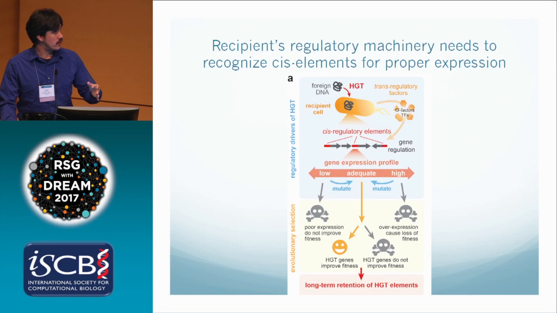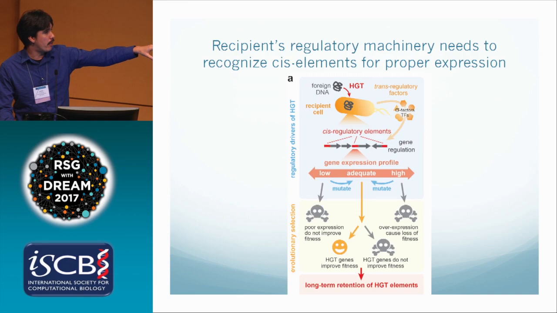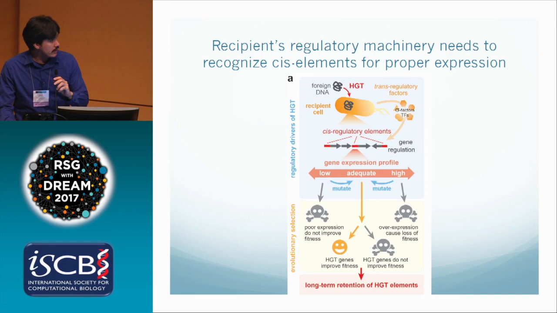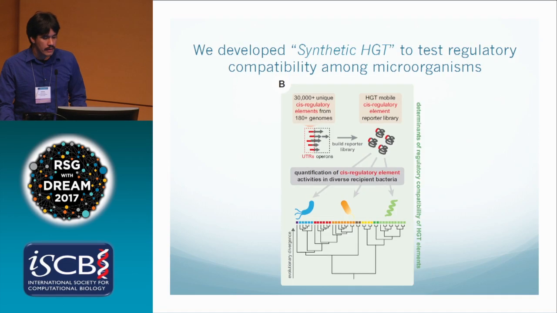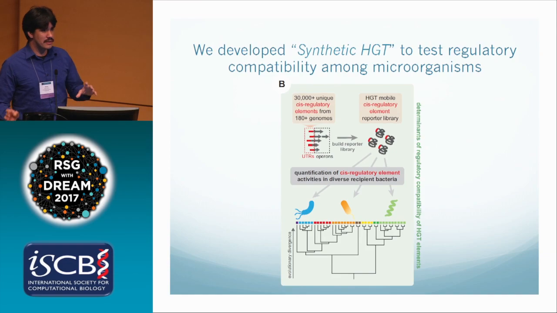If it's expressed too low or too high, it may not provide the fitness that is necessary for the function of the cell. And there is, at some point, an adequate level of expression that would improve the fitness of the recipient organism and would lead to long-term retention of the horizontally transferred elements. So that was the schematic representation of the problem, and this is how we approach it experimentally.